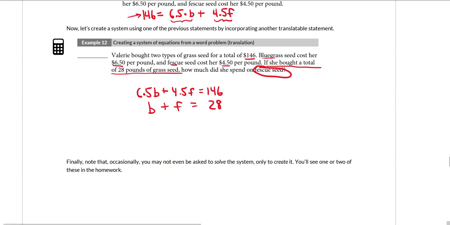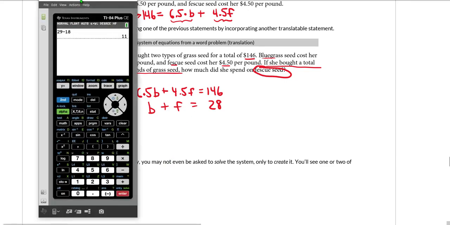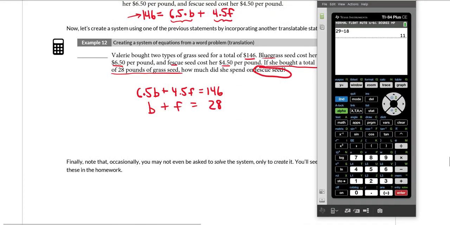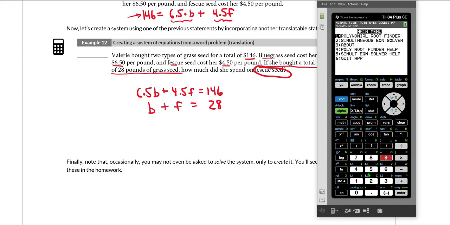Probably the easiest way to do this is to use PolySimul. Yes, we could use elimination, we could use substitution, we could use graphing, but because of the way that these two equations are set up, the PolySimul app is almost certainly going to be the easiest way to do this. So we're going to do Apps, number 9, number 2. Everything here should be good. We're going to hit the graph button.